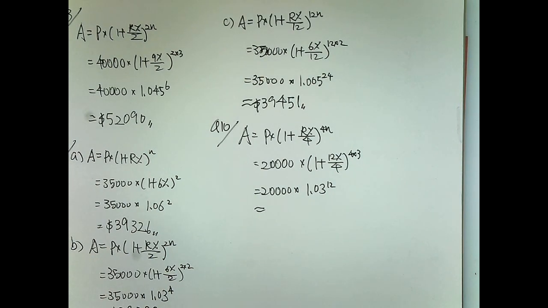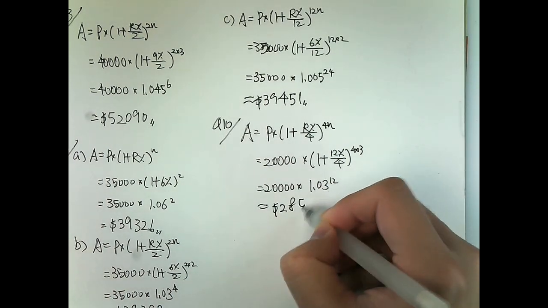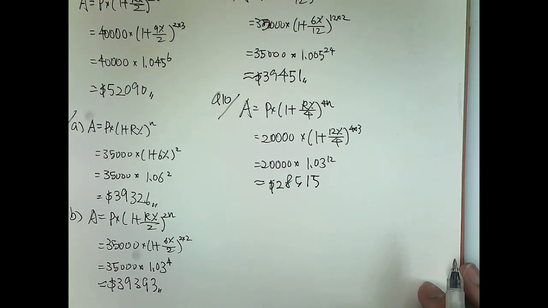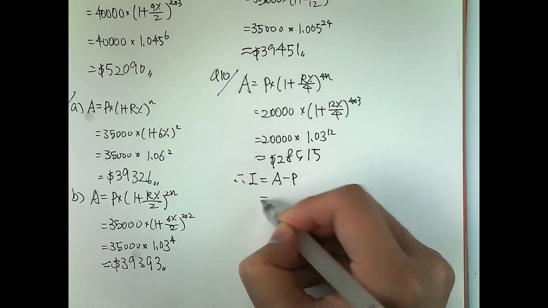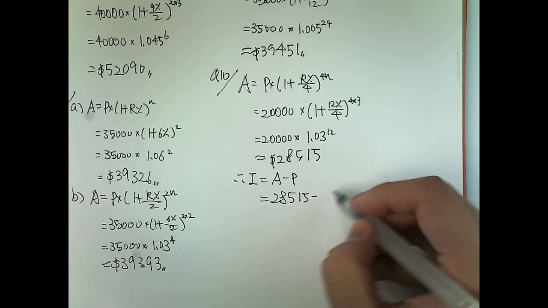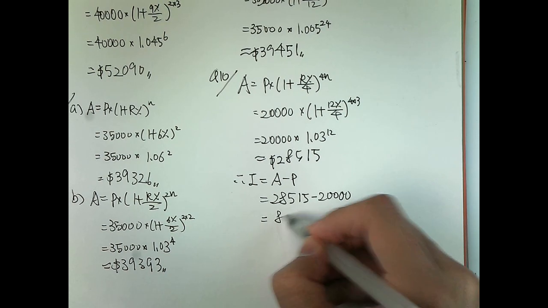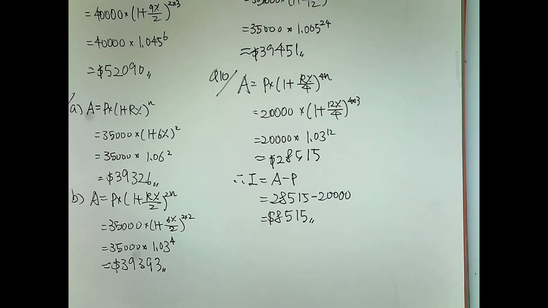Then go to your calculator. So it would be 28,515, okay? But this is the total amount. You have to calculate the interest, right? So I equals A minus P, okay? 28,505 minus P, which is 20,000, okay? That would be 8,550. Understand? So this is question 10.